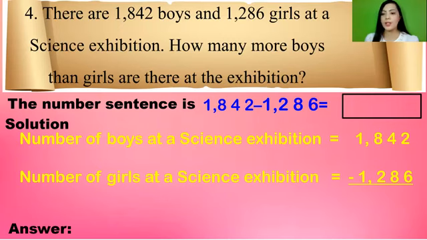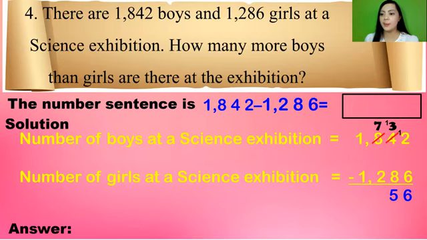Let's start from the ones place. 2 minus 6. Can we minus 2 minus 6? No. So what are we going to do? We need to borrow from the tens place. Borrow 1 from the 4. So 4 becomes 3. Right? So now we can minus 12 minus 6 is equal to 6. Right? Then 3 minus 8, can we minus 3 minus 8? No. So we need to borrow again in the hundreds place. So borrow 1 from 8, 8 becomes 7. Now 13 minus 8 is equal to 5.